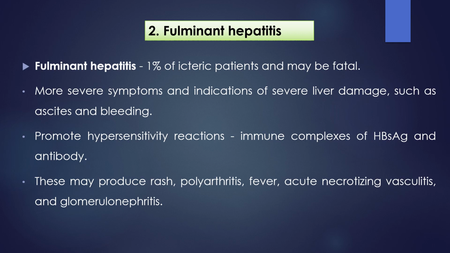Hepatitis B virus infections can promote hypersensitivity reactions in the infected person that are caused by immune complexes mediated by hepatitis B surface antigen and antibody complex. These may produce rashes, polyarthritis, fever, acute necrotizing vasculitis, and glomerulonephritis in the infected person.